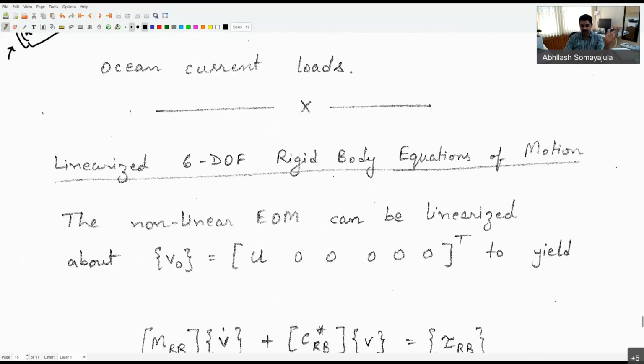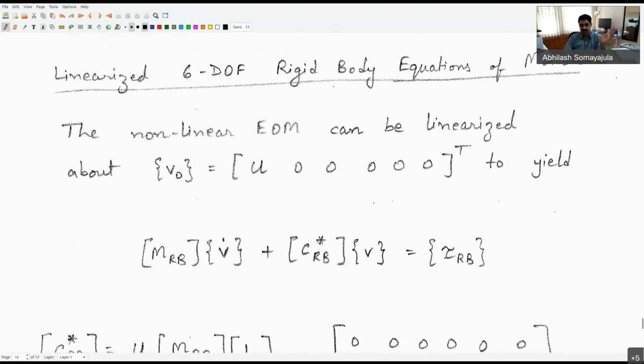Okay, now, so far we looked at the nonlinear equations of motion. So today we'll try to wrap up this section by also looking at the so-called linearized 6 degree of freedom rigid body equations of motion. Notice that we had the nonlinear equations of motion and that we want to linearize about some operating point. Those of you who were in my maneuvering course already know that the operating point is usually chosen as this, where we are only considering that the ship has a linear forward speed and all other degrees of freedom are 0, which means the ship is moving straight ahead.